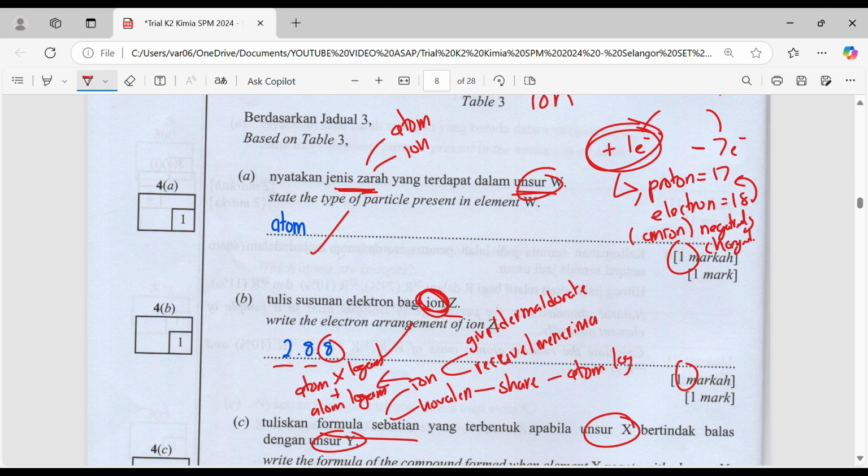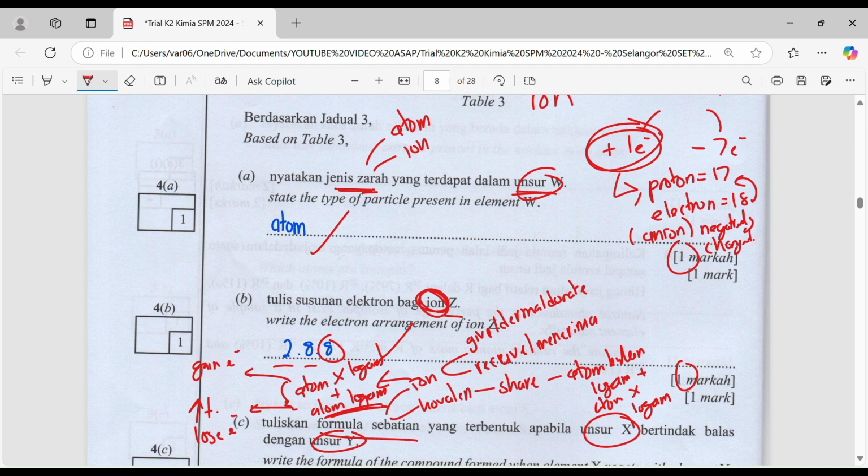Whereas covalent is between atom logam and atom logam. In this case, usually atom logam, sorry. So covalent forms between atom bukan logam with atom bukan logam lah. So coming back, in this case, atom logam has a higher tendency to what? To gain or to lose? To lose its electrons. Whereas atom bukan logam has a higher tendency to gain electrons.